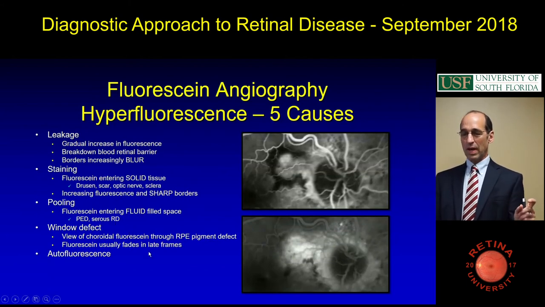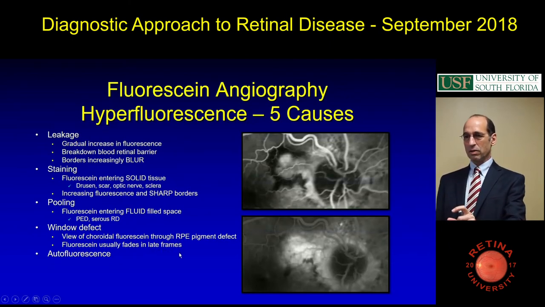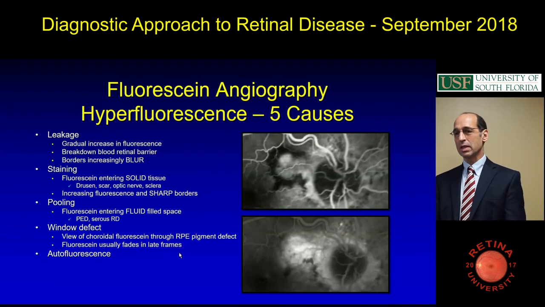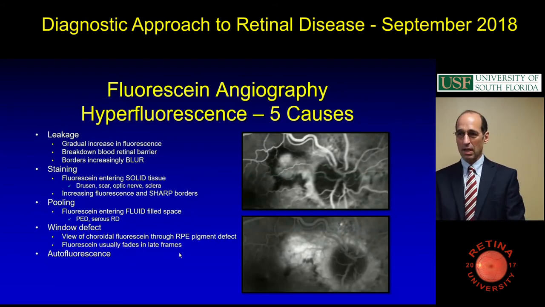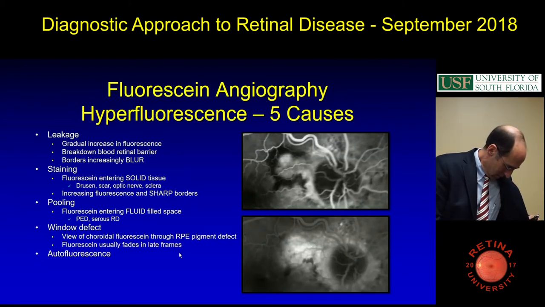A window defect can be hyperfluorescence, and again, that's because you're losing the RPE overlying the area and you're seeing the underlying sclera, which is staining. So that kind of hits staining, but if you were being tested on it, that would be a window defect.